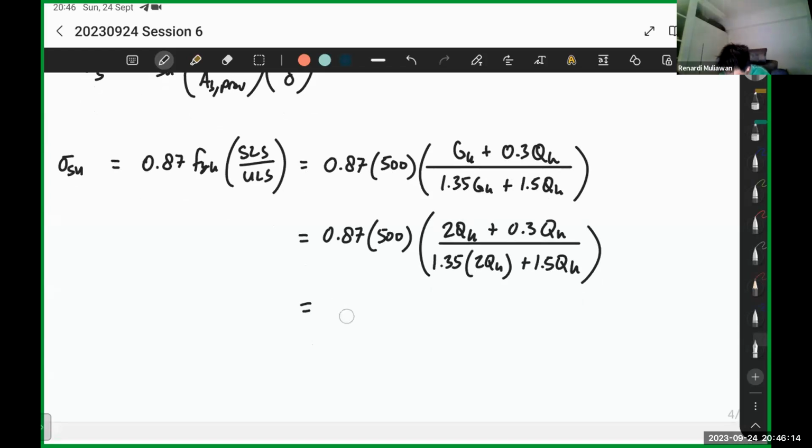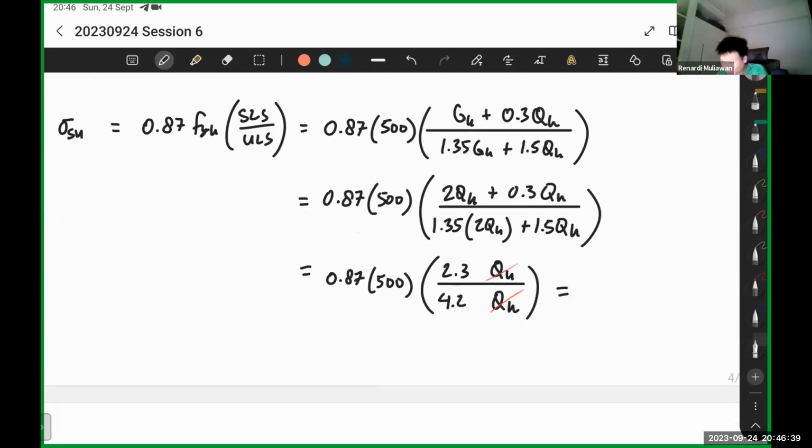So 0.87 times 500, times 2.3, divided by 1.35 times 2 plus 1.5. You get 4.2 QK, and you can notice the QK cancels out. So you will get 0.87 times 500 times 2.3 divided by 4.2. You get 238.2. So that's your sigma SU.